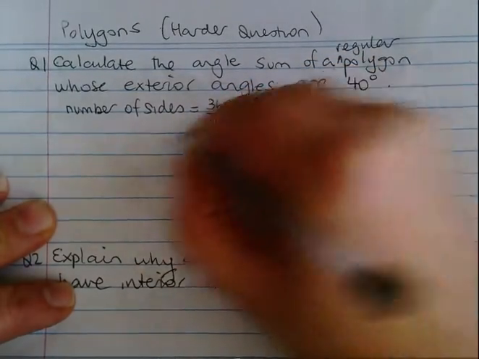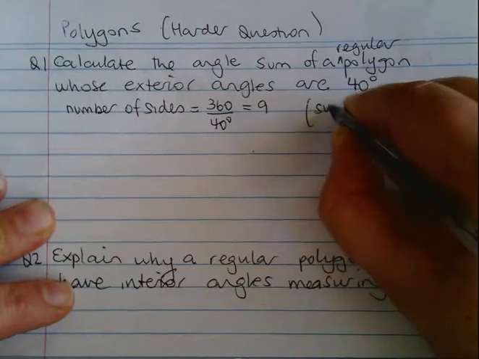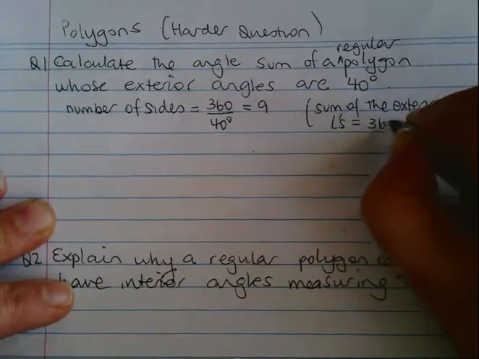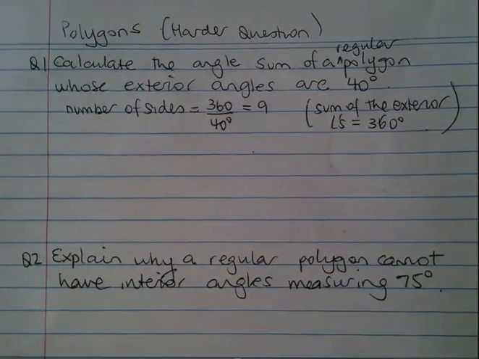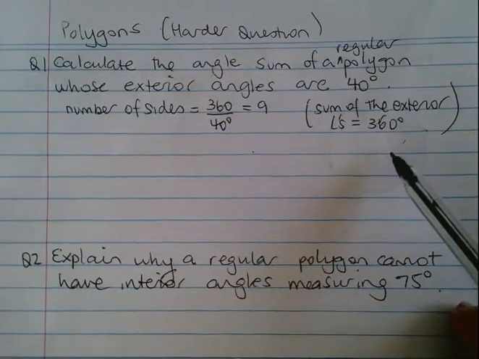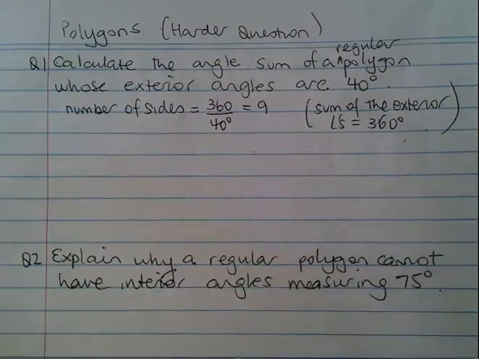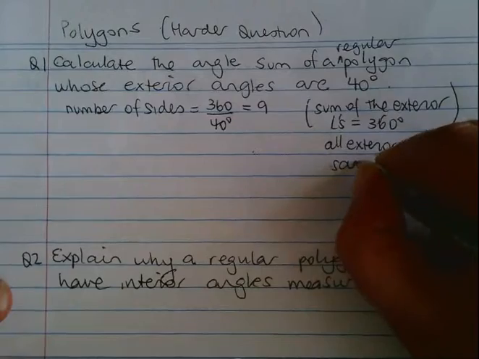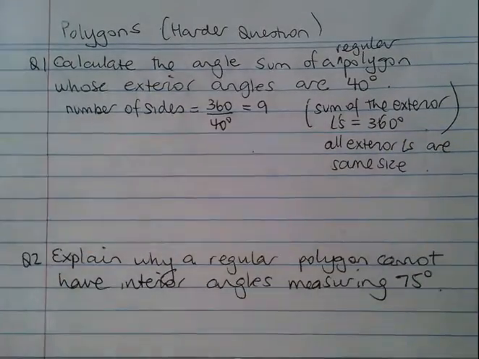360 divided by 40. Why? Because the sum of the exterior angles is 360, and because it's regular, all the exterior angles are the same size. In a regular polygon, the side lengths are all the same. All the interior angles equal each other, and all the exterior angles are equal to each other. So the number of sides, if the sum of the exterior angles is 360 and all the exterior angles are the same size, is 9.